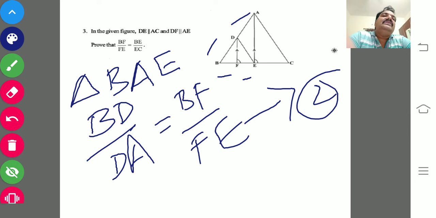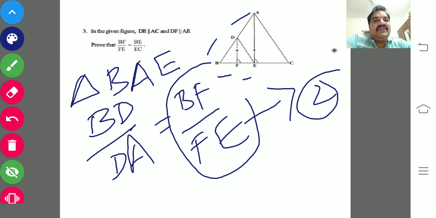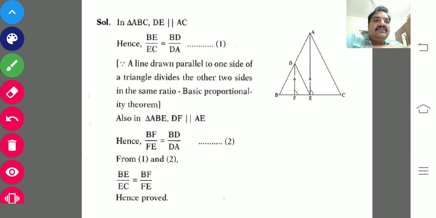Almost you reached your destination, because in 2 equations you have BF by FE. If you observe that BF by FE, BE by EC equal to BF by FE. So from the 2 parallel lines, if parallel line is given in that particular problem, you have to apply the converse of the basic proportionality theorem. If you go with that, automatically you will reach your destination. See what will happen in the solution.